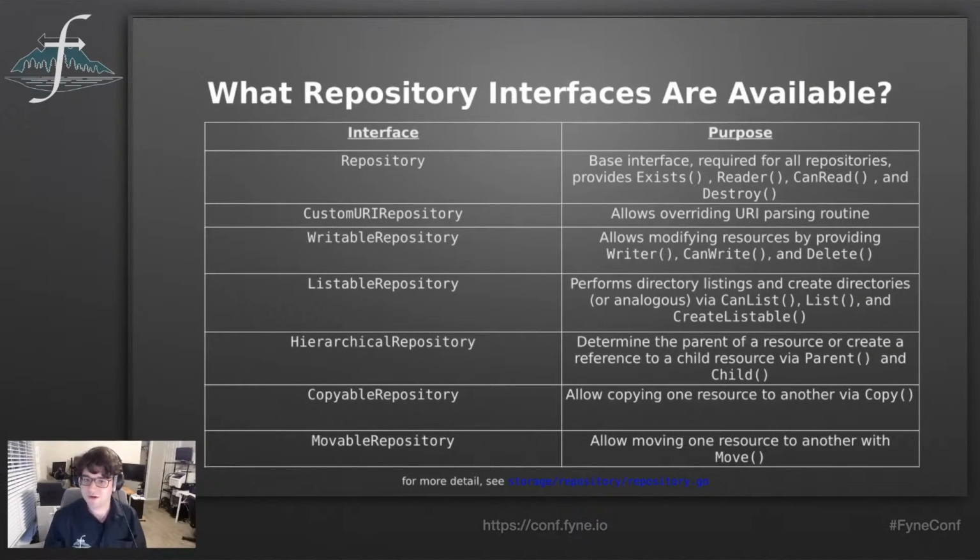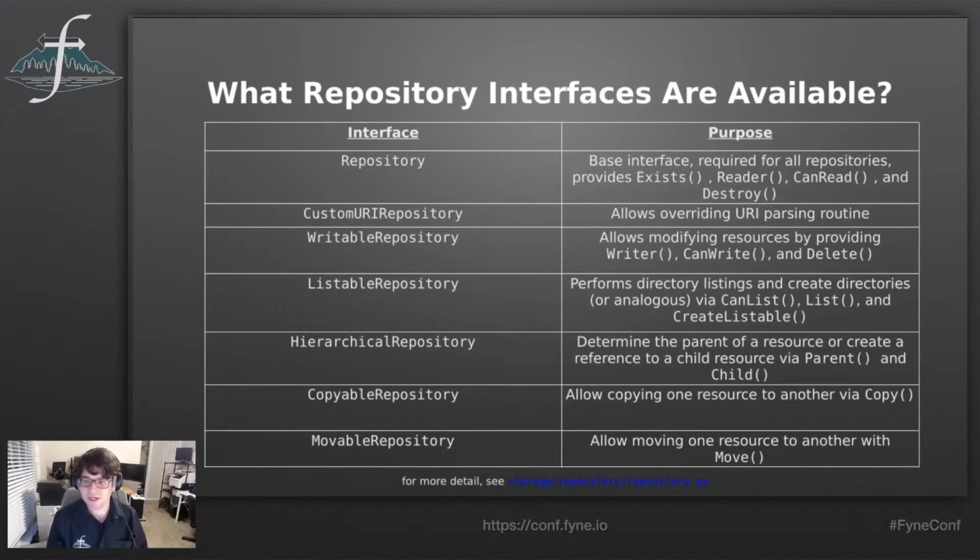So what repository interfaces are available right now? There will likely be more in the future as we see how the community utilizes these capabilities, but these are the initial ones that we've set up for the first go around of getting repositories going. You've got your baseline one, just called repository. Everybody has to implement this minimally, and this provides your exists, reader, can read, which essentially checks for read permissions, and destroy. Custom URI repository allows you to override the URI parsing routine. So if you have something that's not compliant with the RFC, which we know some vendor-specific APIs may not be, it can be useful to be able to do that yourself.